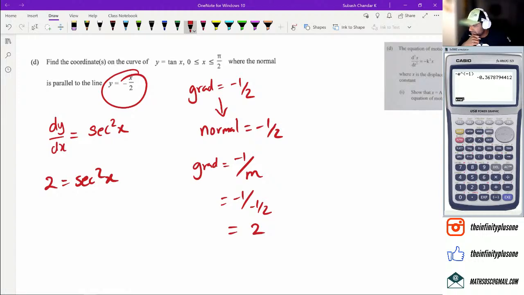Zanko, we're just looking at the gradient value, all right? So we only look at the coefficient of x and we don't worry about the x. Because remember when you have y equals -half x plus 0, this part becomes the gradient, which is -half. And then I've got to flip it, because that's the normal gradient.